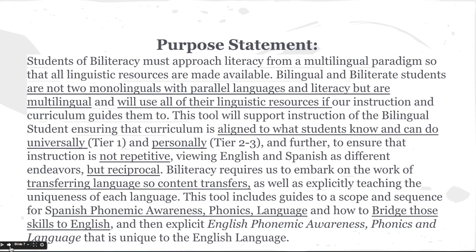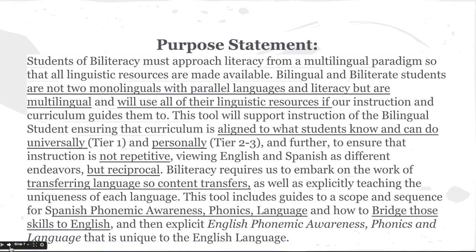This year, each school will have a dual language PLC where this purpose statement can be revisited and developed. Let's read it together. Students of biliteracy must approach literacy from a multilingual paradigm so that all linguistic resources are made available. Bilingual and biliterate students are not two monolinguals with parallel languages and literacy, but are multilingual and will use all of their linguistic resources if our instruction and curriculum guides them to.